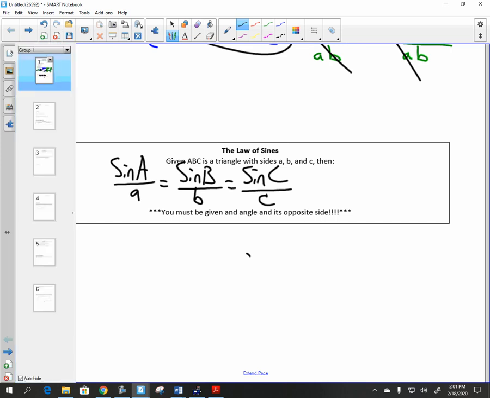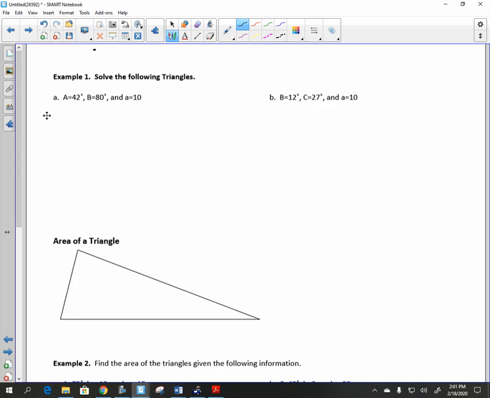For example, flip to your next problem. Did you guys have one? Is it on your front page? Okay, mine's on the other page. It says solve the following triangles, and we're going to do this. We're going to draw a triangle. We're going to label it A, B, and C.